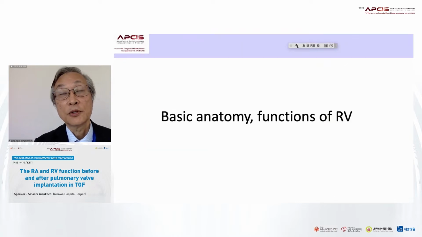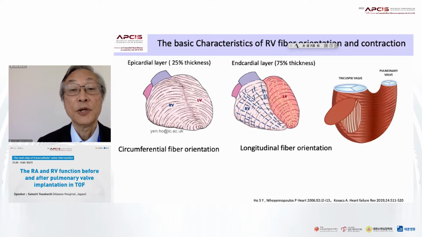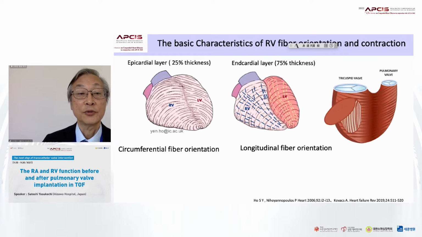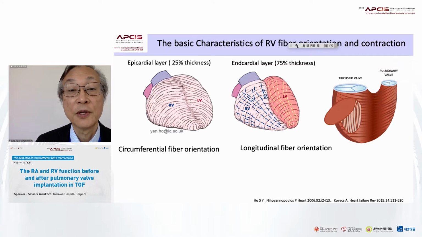Before we talk about changes before and after transcatheter pulmonary valve replacement, we must understand the basic anatomy and function of the right ventricle. The right ventricle has two layers. The outside epicardial layer, about 25% of the thickness, has a circumferential fiber orientation. The inside endocardial layer, 75% of the thickness, has a longitudinal fiber orientation.